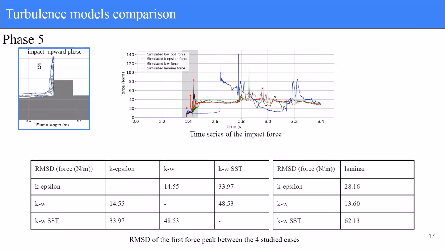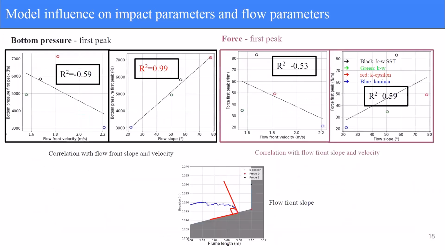For example, between K omega SSC and K epsilon, we can see that we have an RMSD of 34 Newton per meter. We have an RMSD of nearly 49 between K omega SSC and K omega. And it's also the case between the turbulence models and the laminar case. So the question is why we have all these discrepancies regarding this pressure field, especially at the bottom, and also the force.